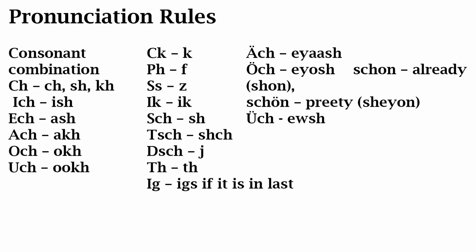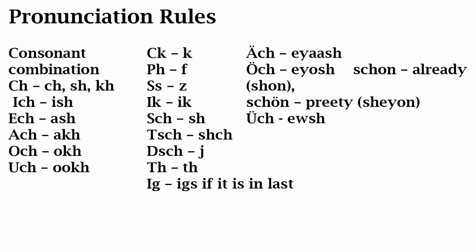Now CK is "k". PH is "f". Some people pronounce it like a mix of P and H, but it's not a proper PH. Double S sound is "z"; in German, double S sound is "z", and sometimes it's "s" also, but most of the time it's "z". Whenever we have S with a vowel, the sound is "z", always, like Z-E-I-T, zeit.